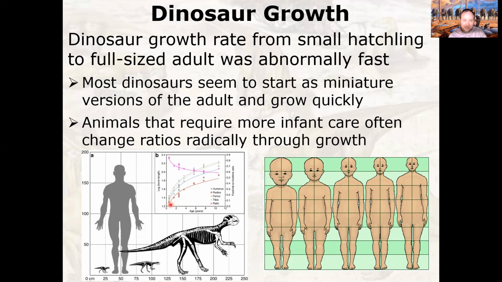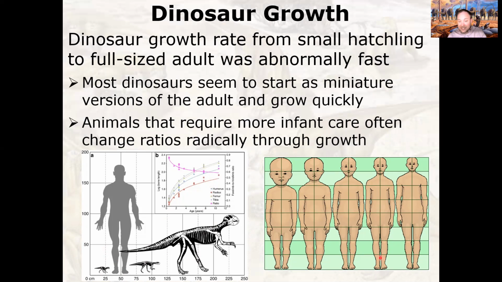so this is the growth here, you see it's a very steep curve, and then it kind of starts flattening out. So this dinosaur reaches full maturity around like 7-ish years or so. Whereas for a human and other mammals, it can take a lot longer than that, 2 to 3 times that.